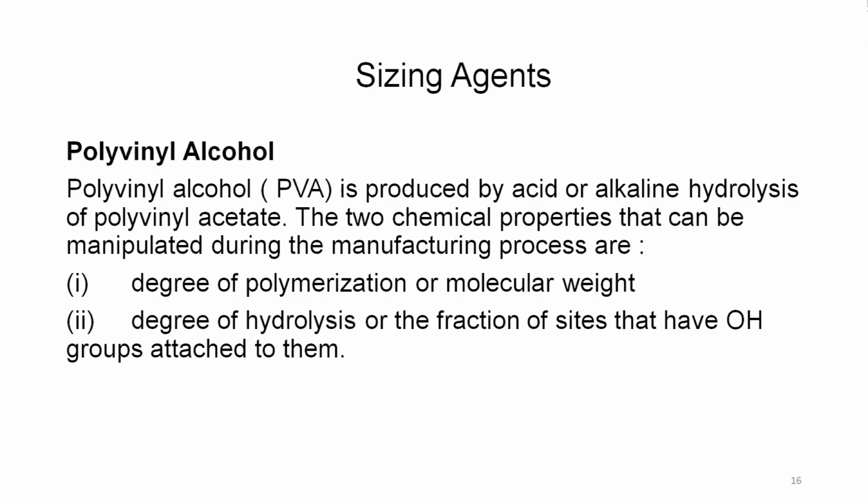Then comes the next sizing agent, polyvinyl alcohol. Polyvinyl alcohol is produced by acid or alkaline hydrolysis of polyvinyl acetate. The two chemical properties that can be manipulated during the manufacturing process are degree of polymerization or molecular weight, and degree of hydrolysis or the fraction of sites that have OH groups attached to them. So, because it is made from polyvinyl acetate, the acid or alkaline hydrolysis, the degree of hydrolysis will yield that many free OH groups.